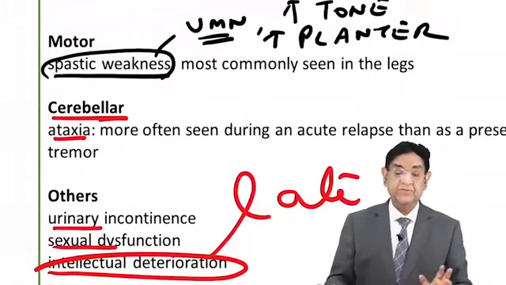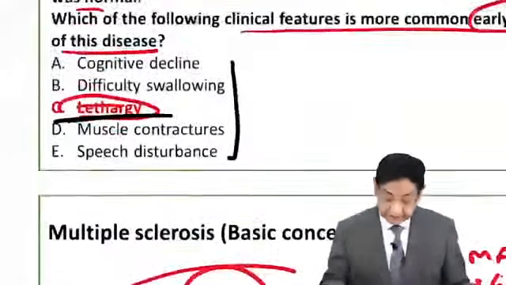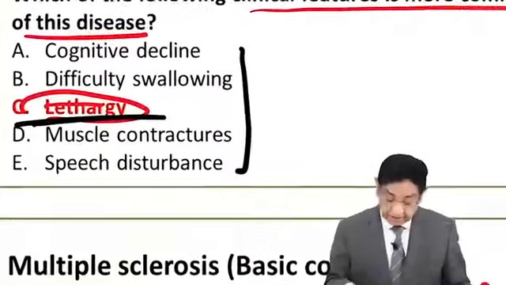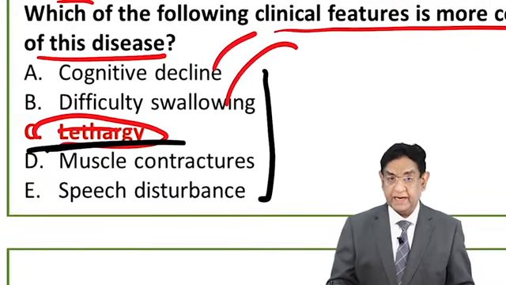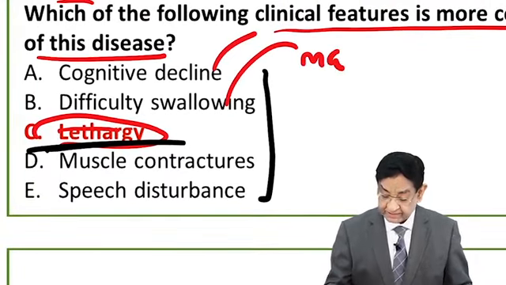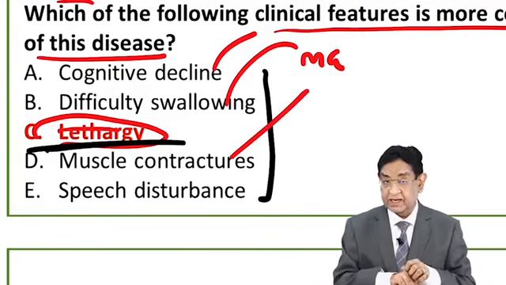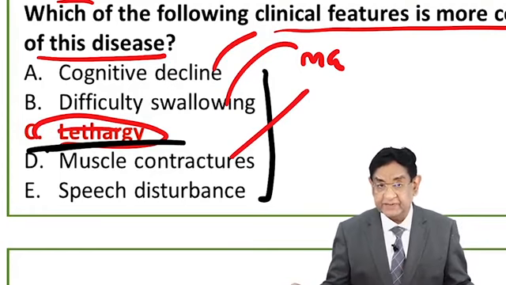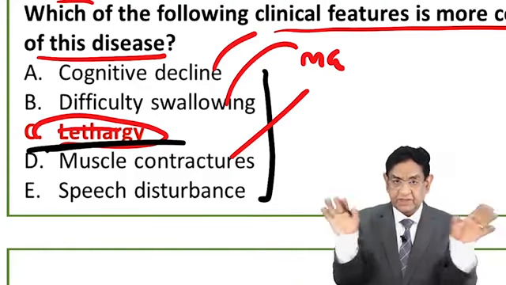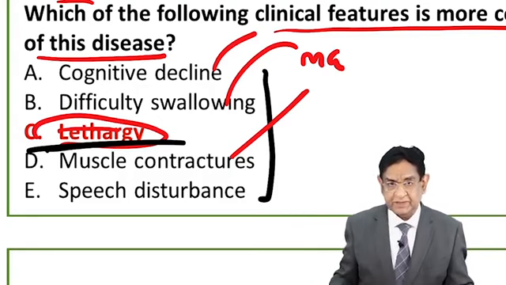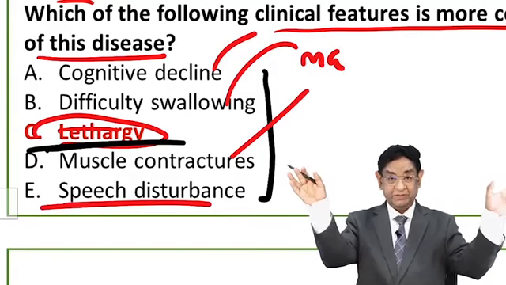So friends, we learned a lot. Now if we come back to the question answer, so we are clear about it: cognitive decline will be a late feature. Difficulty swallowing is more likely to be in myasthenia gravis. Muscle contracture will be seen in case of muscle disorder or anything which can lead to lower motor neuron palsy, or it is more of a fibrotic condition, not here. Speech disturbance is not a feature.